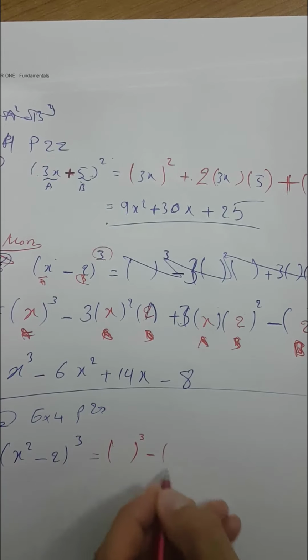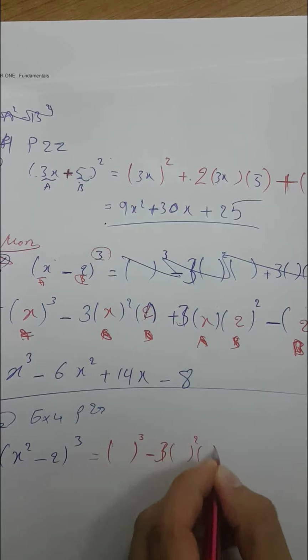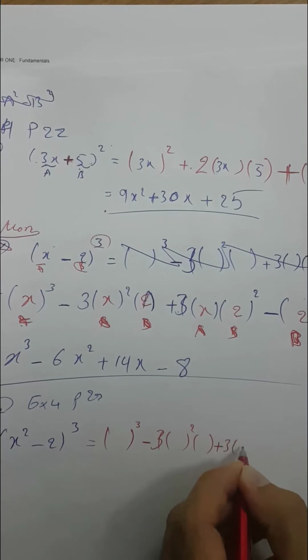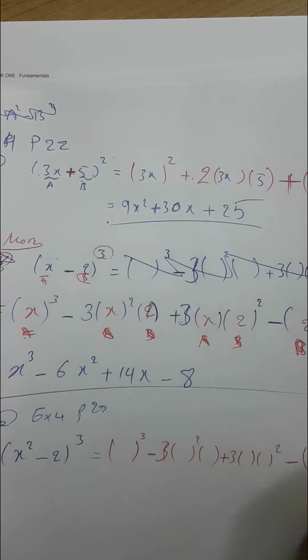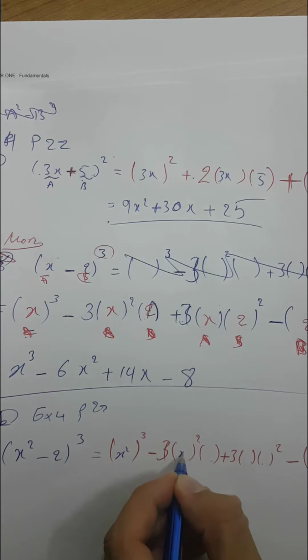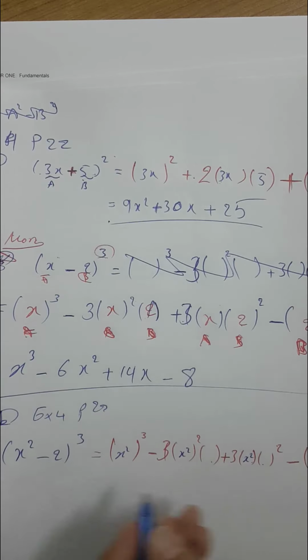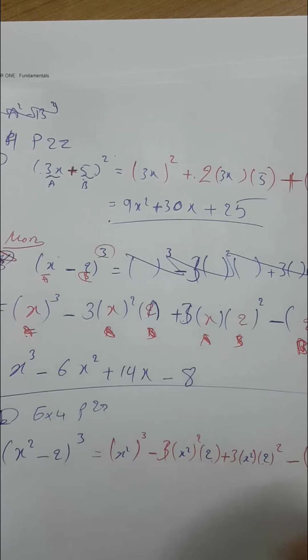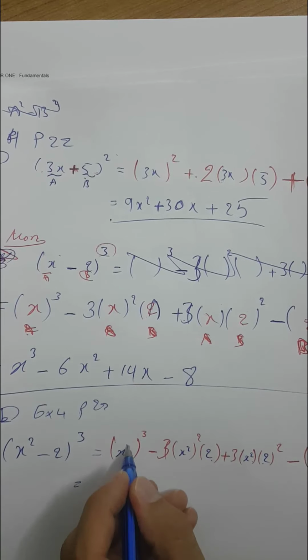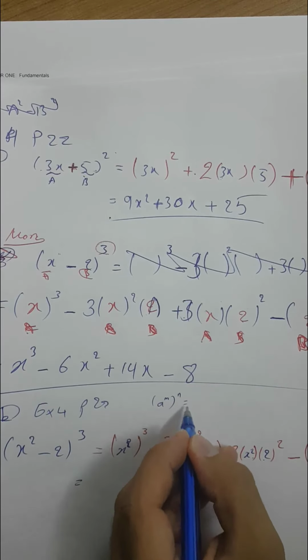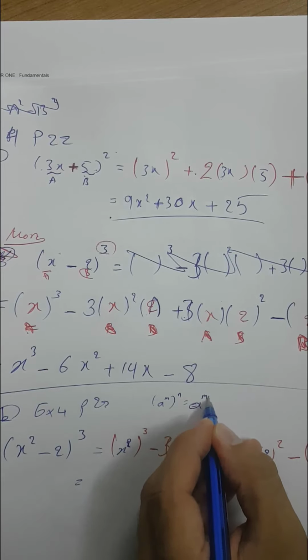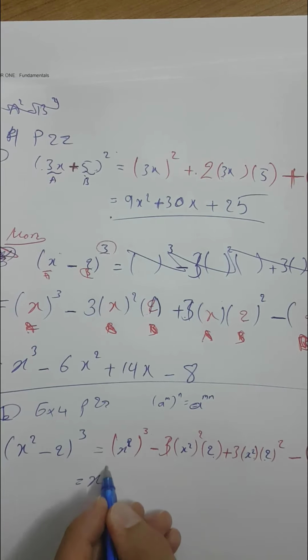I have minus 3a squared b plus 3ab squared minus b cubed. Okay, as I told you, 1, 2, 3, and 1, 2, 3 for b. So I have x squared, x squared, x squared. Now b is equal to what? 2, 2, 2. Now how about the exponent? I will get 2 by 3. We have a to the power m times n, and I said it is equal to a to the power mn. We multiply, so 2 by 3 is equal to 6.